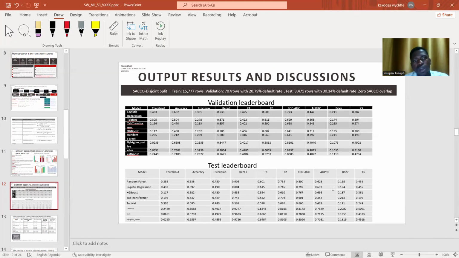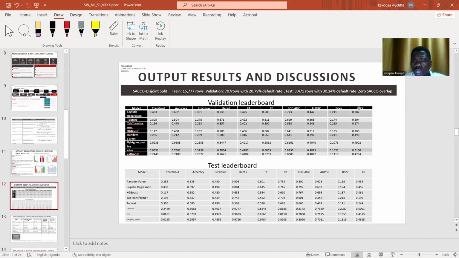circle disjoint split. Why did we carry out circle disjoint split? We said that we want to ensure that no data from one circle crosses into training and test, because that will make the model cheat just by identifying a pattern of a given circle. So for a single split, these are the results that we get.